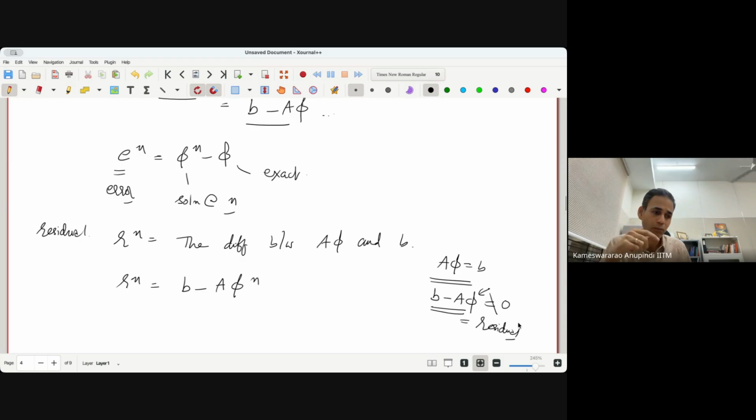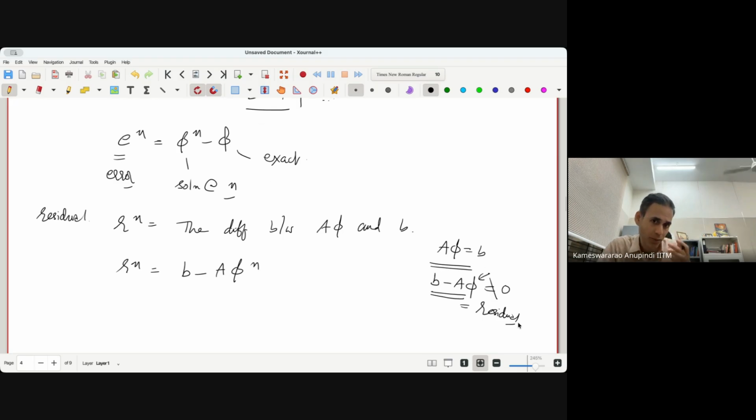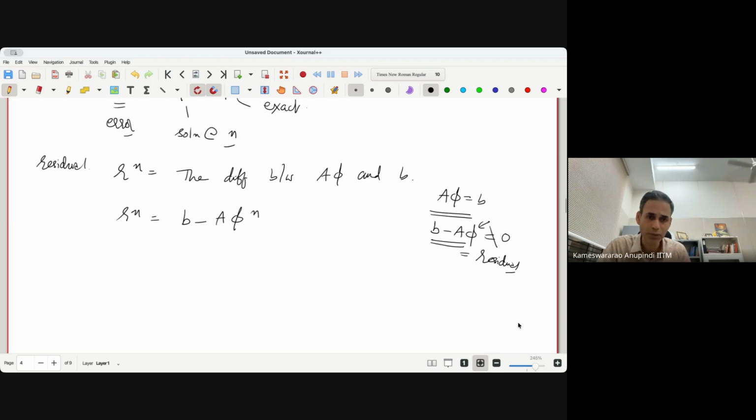So if you work with any software, you will see that it plots residuals as a function of iteration or as a function of time. So what is it saying? It's plotting these residuals, and we see that the residuals are decreasing with respect to iterations. That means the solution you're getting, phi, is approximating A times phi better and better. That means you're getting to the correct b, because phi is getting better and better, so that A phi equals b. That is why residuals are decreasing when you use some software.